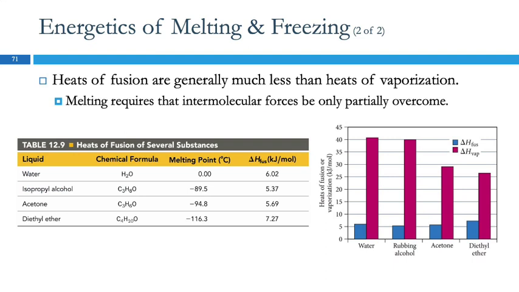Heats of fusion are usually a lot smaller than heats of vaporization, because in order to melt something, you don't have to completely break all the intermolecular forces. You just have to partially overcome them.